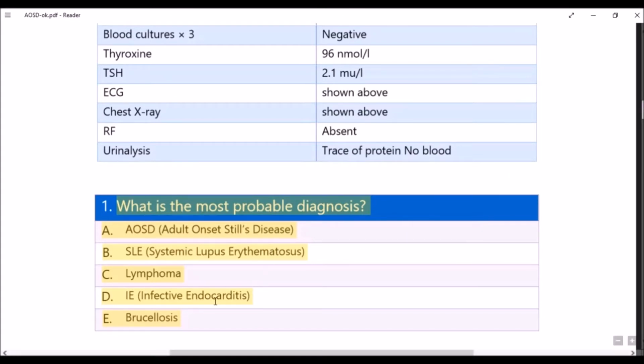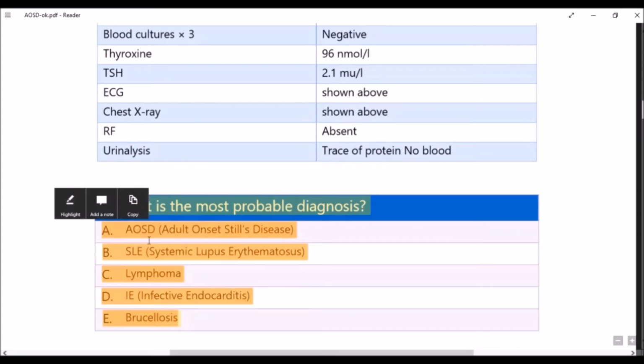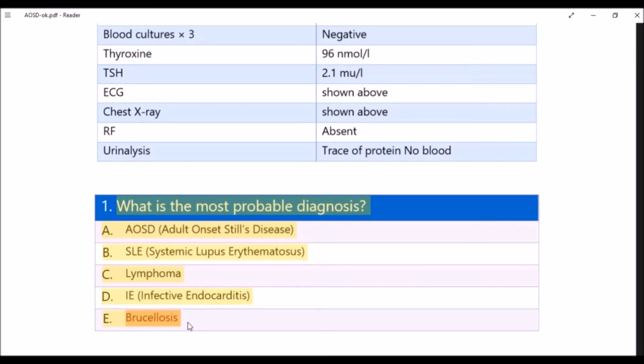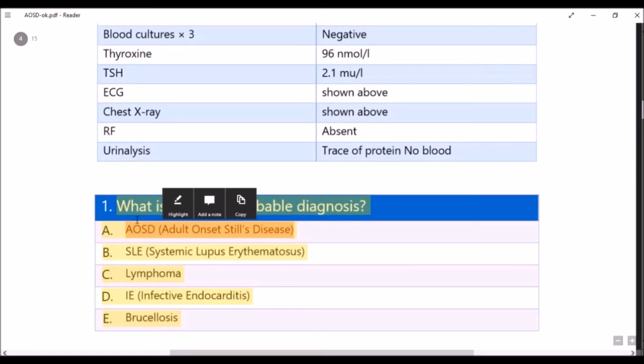And the second step is the answer options, reading all of them together. Start with the answer options like here: option A, AOSD, that is adult onset Still's disease. Option B, systemic lupus erythematosus. Option C, lymphoma. Option D, infective endocarditis. And option E, brucellosis. Having options A, B, C, D, E, this is the second step that you need to read very carefully. And the third step is to think about the important features of each and every answer option.